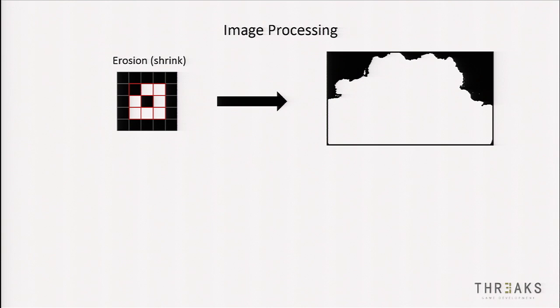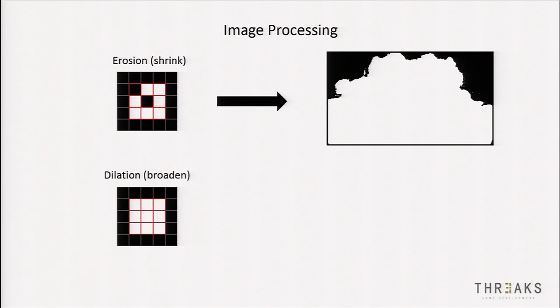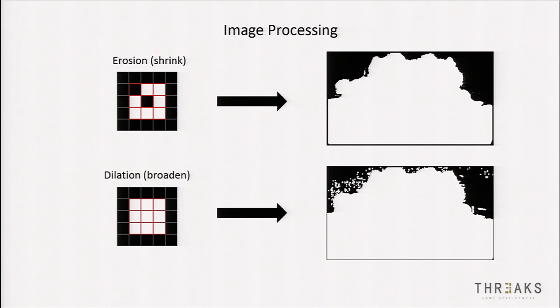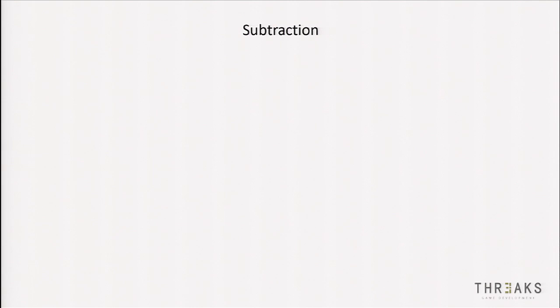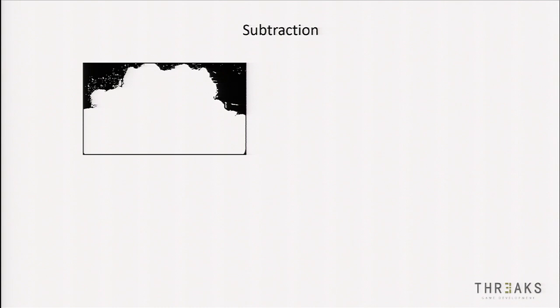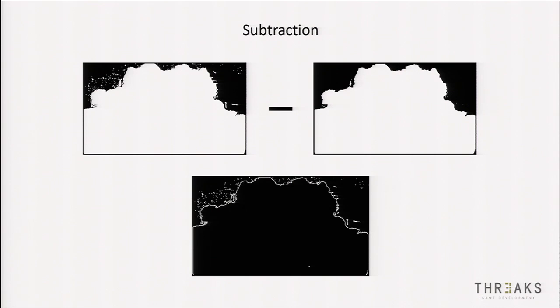The counterpart is dilation. It just broadens the stuff, with something like that. And that's really all, or nearly all, we need to process the picture we want. The last one is subtraction. We just subtract two binary images from each other. And if we do that, we get something like this. Wow, cool, edges. But with a lot of noise.